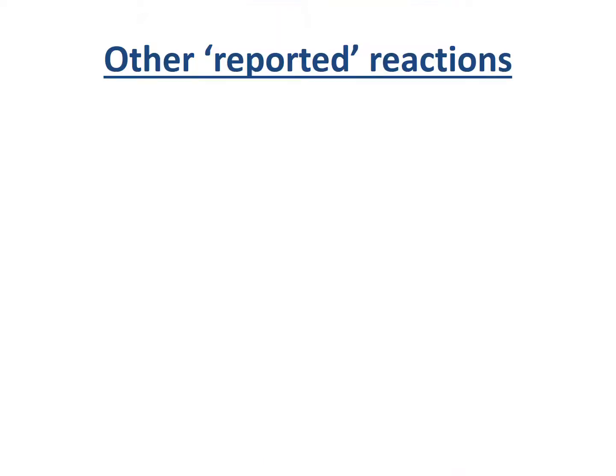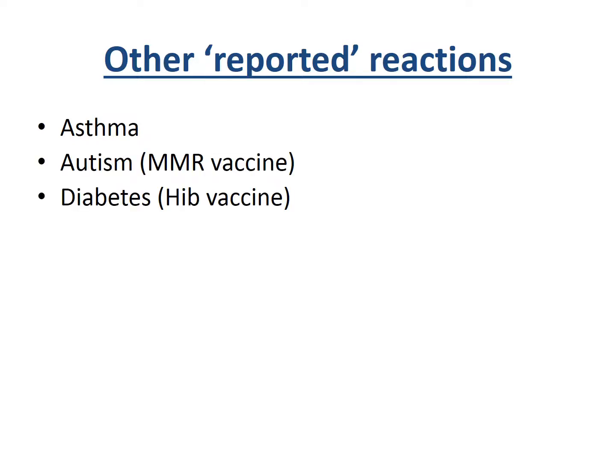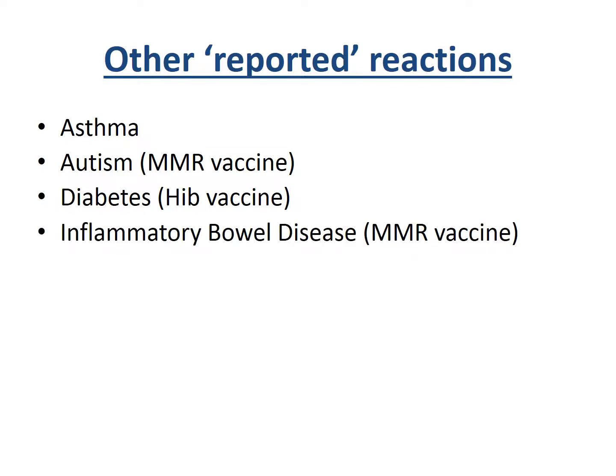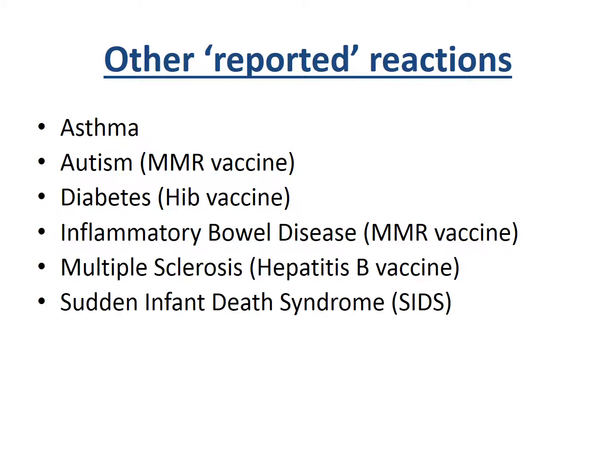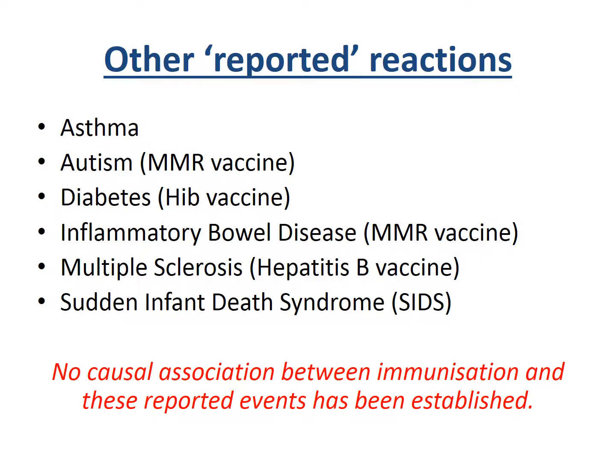So other reactions that have been reported to vaccines. Now this is my favourite. Asthma, autism, particularly with MMR, diabetes from Hib, that's type 1, inflammatory bowel disease associated with the MMR, and that was linked with the autism by the same author, multiple sclerosis with Hep B, SIDS with all of them. But the science would say that there is no association between immunisation and any of these adverse events. So vaccination should be considered safe and effective, and there is no link between all of these reactions.